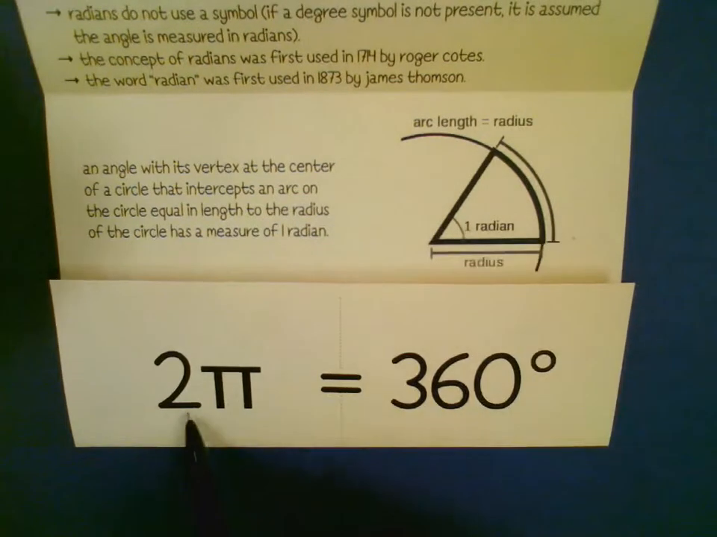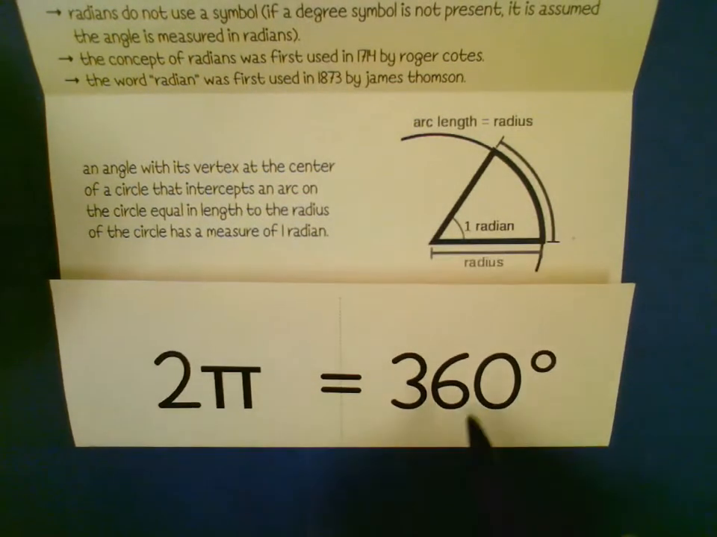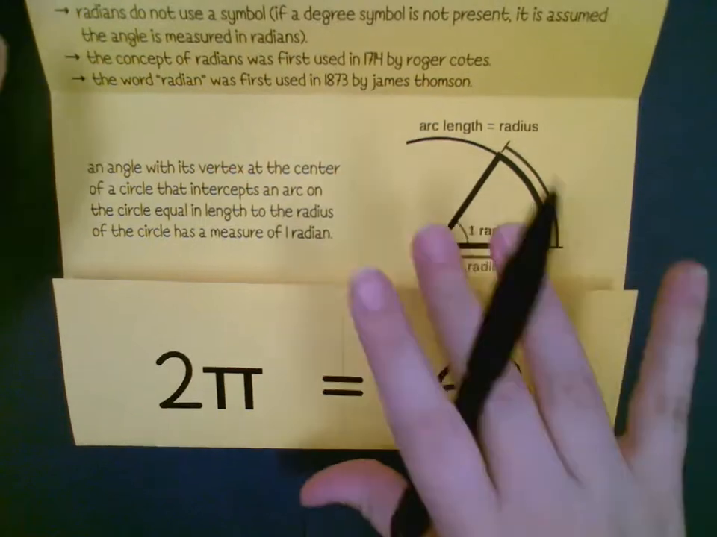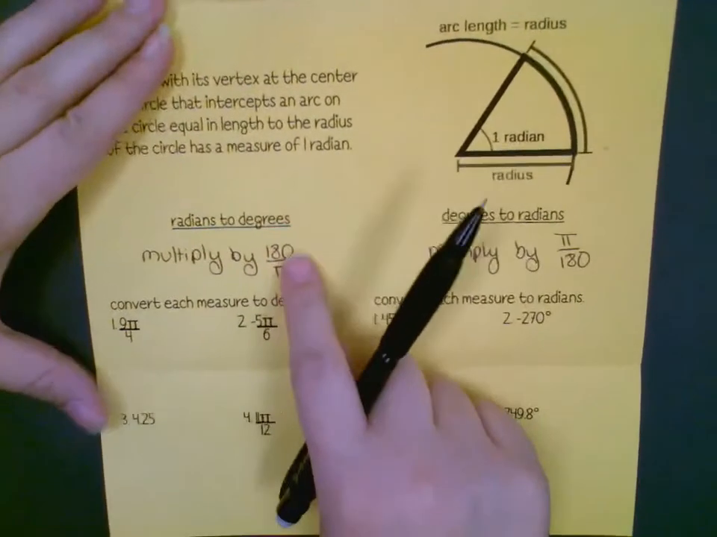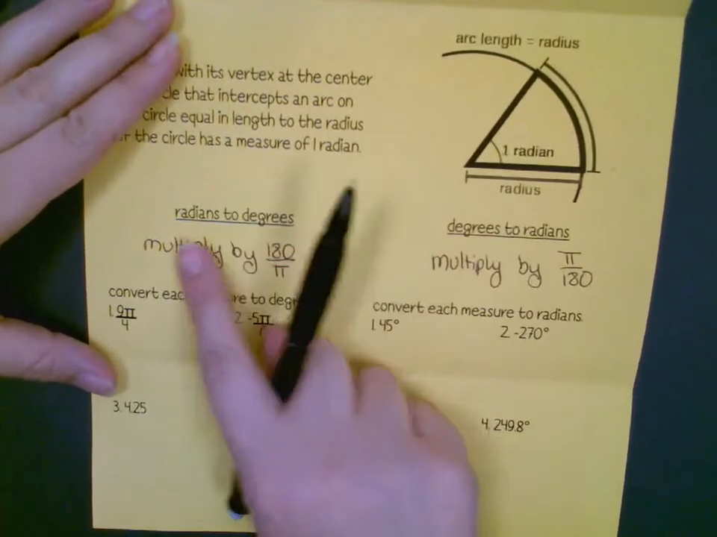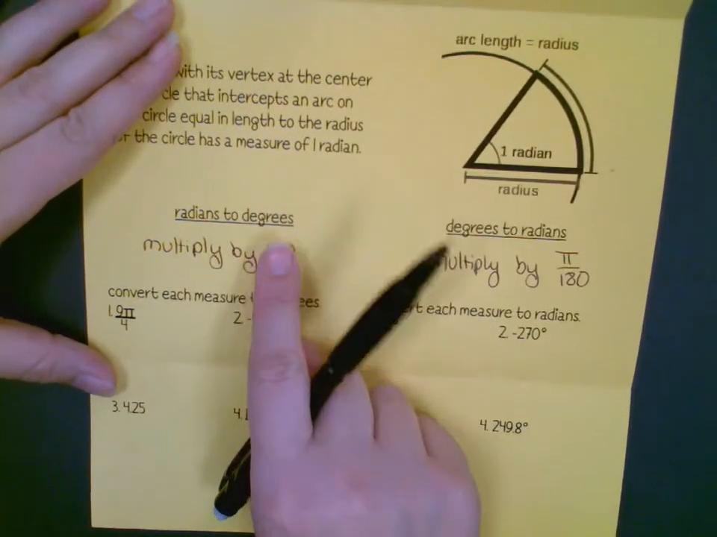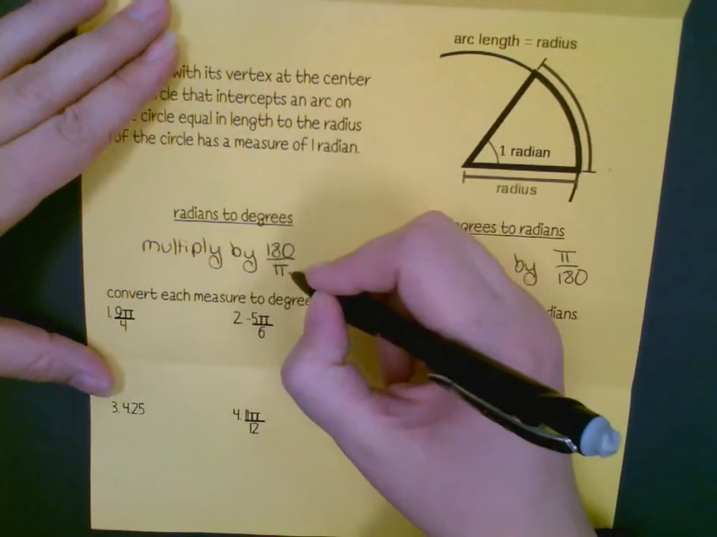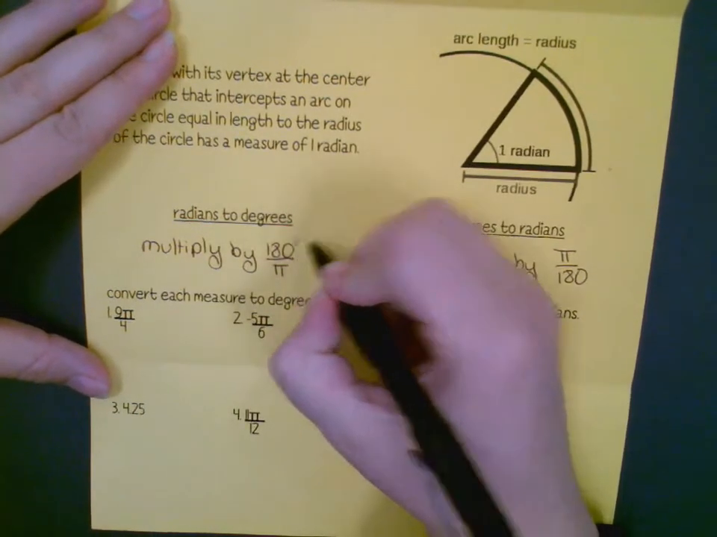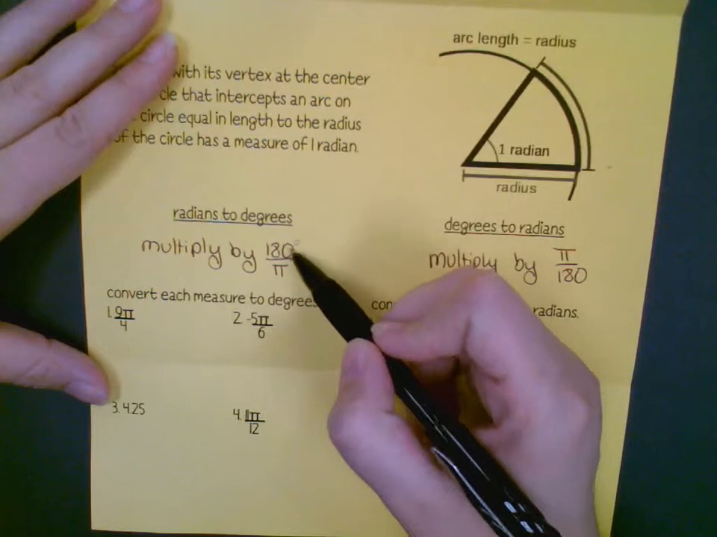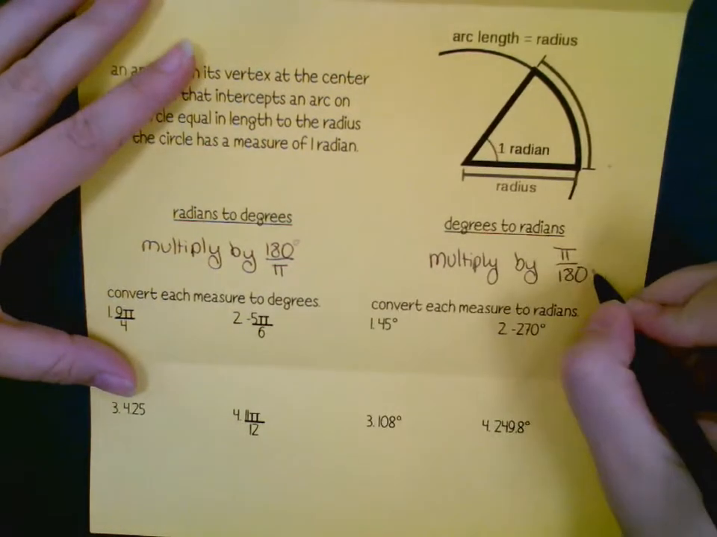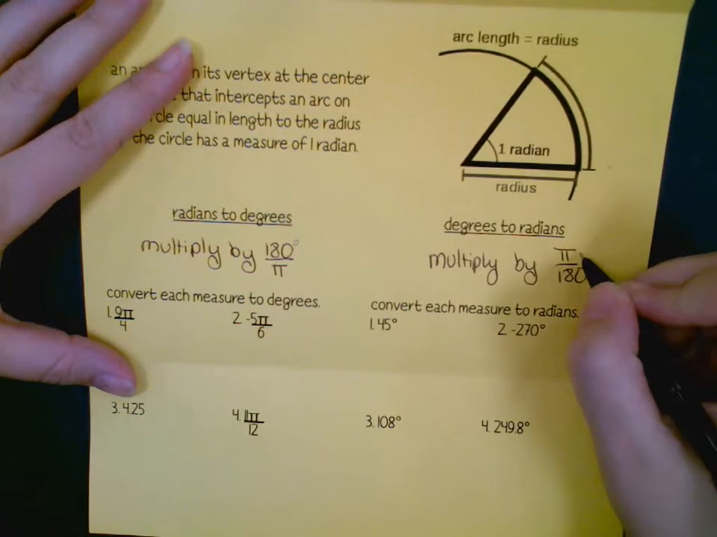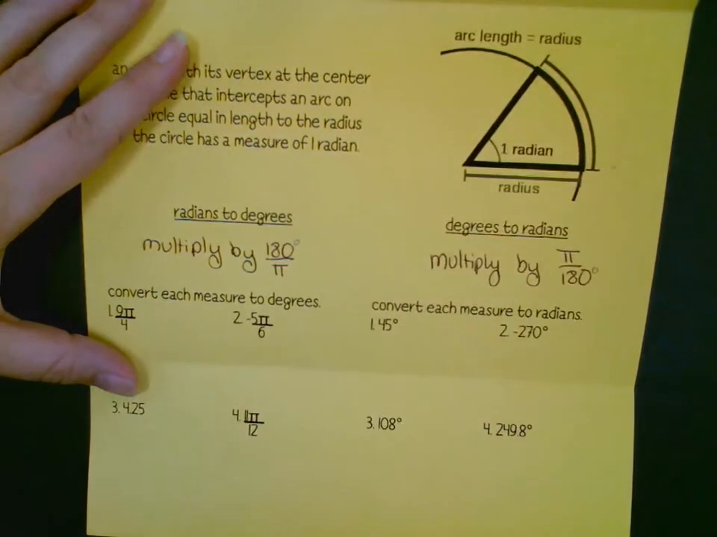So since 2 pi is equal to 360, that means pi would be equal to 180. So to convert back and forth, we use that ratio. So to get from radians into degrees, we have to cancel out the radians. So we kind of put that pi in the bottom and then our degrees on top. So we would multiply by 180 over pi. But to go from degrees to radians, we have to cancel out the degrees. So we put the degrees on bottom and the pi on top.